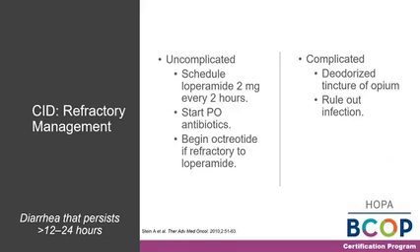If diarrhea persists for more than 12 to 24 hours after initial management, and they're still considered to be uncomplicated, at this point the loperamide should be scheduled every 2 hours. Empiric oral antibiotics should be started, and if patients have become refractory to loperamide, octreotide should be initiated. For patients who remain complicated or who escalate to complicated cases, infection should always be ruled out, and at this point you're considering agents used in a more refractory setting, such as deodorized tincture of opium.